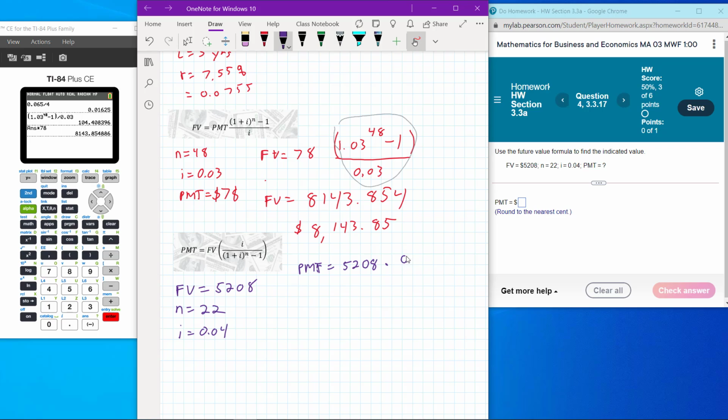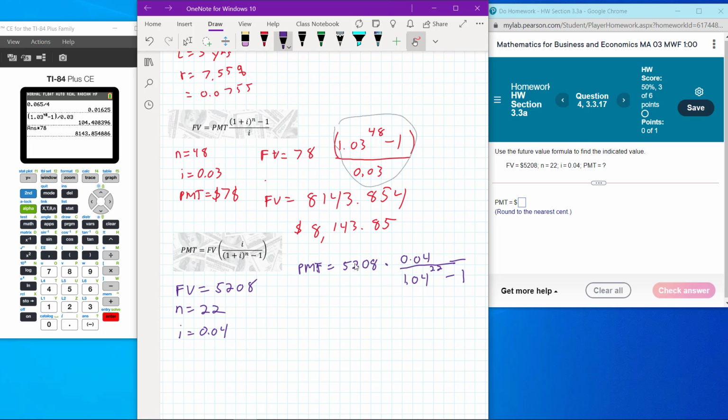times 0.04 divided by 1 plus 0.04, or 1.04 raised to the 22nd power minus 1. So that's what we need to compute in our calculator. And how in the world can we do that? Well, we can do it like this.